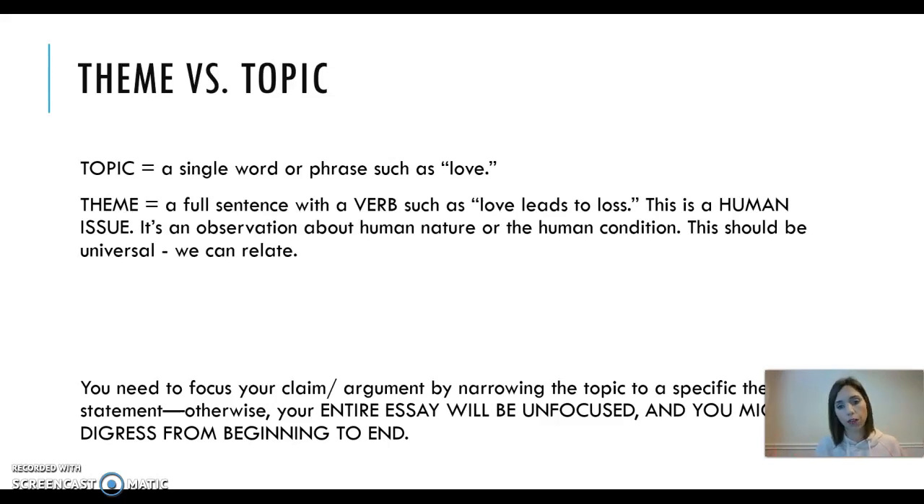Okay, you can even expand that. What type of love? Maybe unreturned love. Maybe love leads to loss of self. Maybe love leads to a loss of selfishness. Notice how these are going in different directions. And so you can really think about what the author is trying to tell you. This is a human issue. We can all understand this or experience this. It's universal. Maybe if we haven't experienced it, we can at least relate to the emotions and ideas that would be within that topic. So you need to focus this by narrowing to a specific theme. Otherwise, it might go all over the place in your essay.